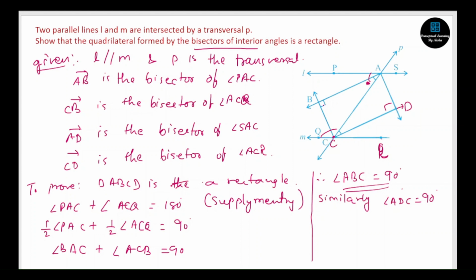Now we already learned the theorem that if opposite angles of a quadrilateral are equal, then it is a parallelogram. So here the opposite angles B and D are equal, and they are 90 degrees also. Therefore, ABCD is a parallelogram and also a rectangle. We use that theorem, the converse. Okay, great.